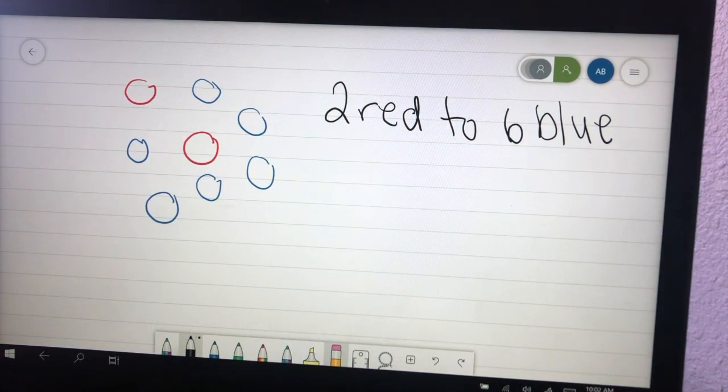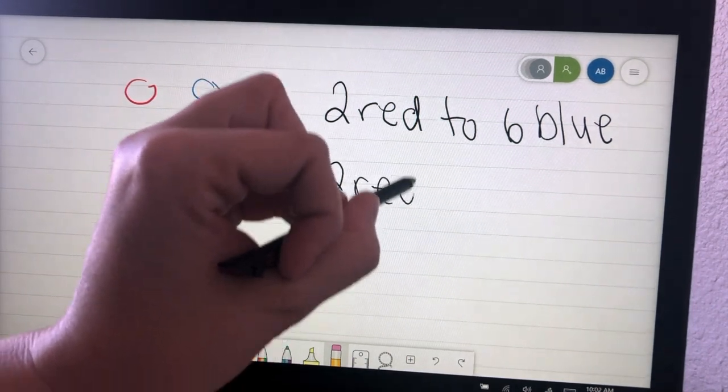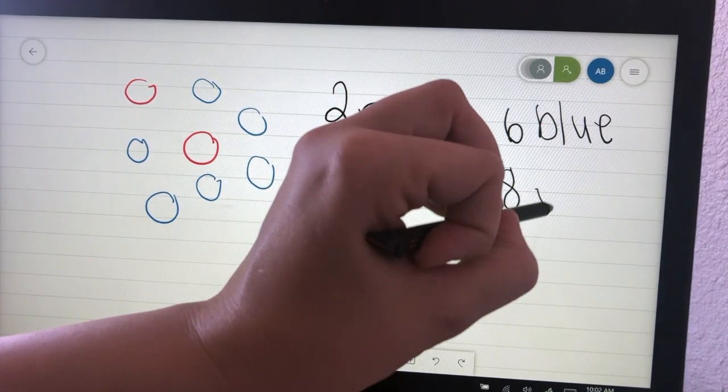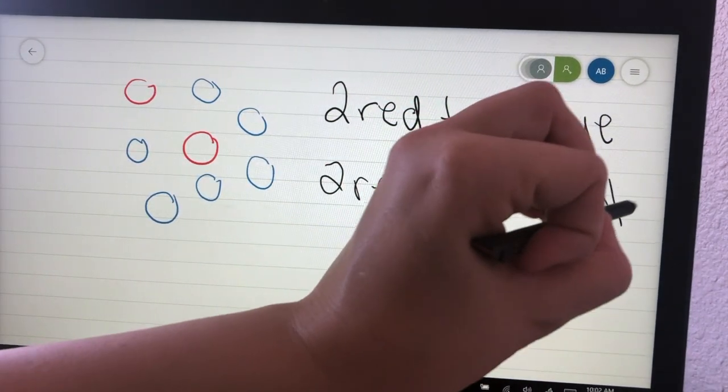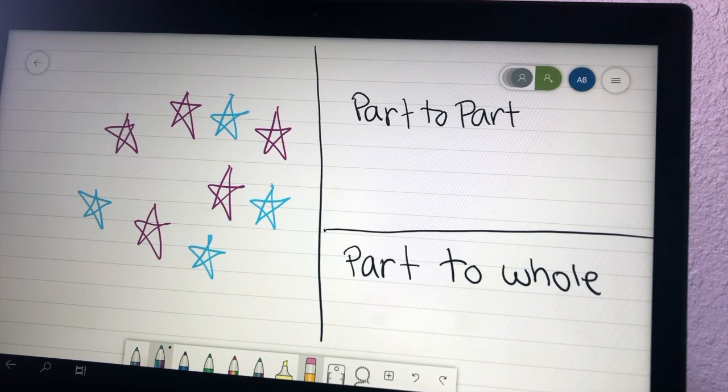Another way I can do this is, if I want to do a whole to part, let's say I want to compare my red to my whole, that means I'm going to do 2 red, so I have 6, 7, 8, so 8 whole, or 8 total. Let's try another example.